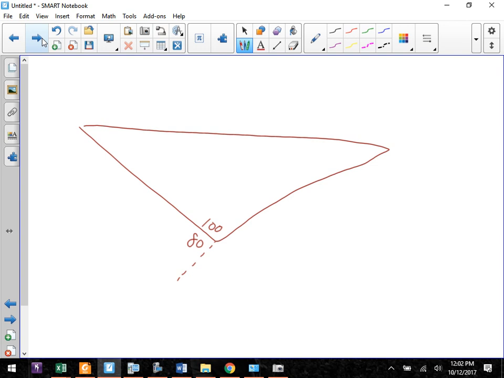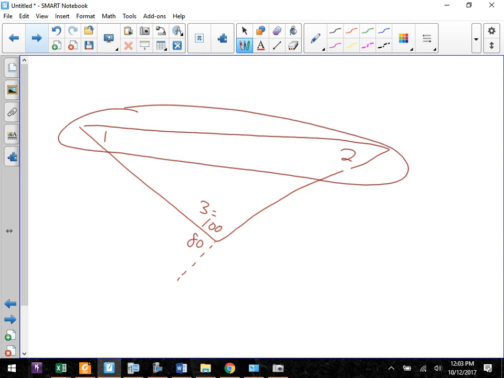if this is 100 degrees on the inside, that makes my exterior angle how much? 80, okay? How many degrees are total on the inside of a triangle? 180. So, if there are three angles inside of a triangle, and I know that one of them is already 100, what do these two here have to add up to equal? 80. Does it say that they have to both be 40? No. Could they be? Yeah.